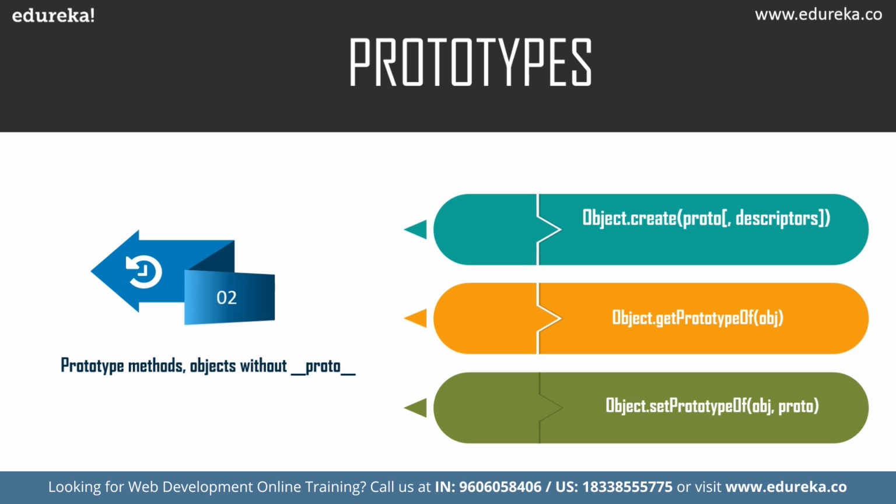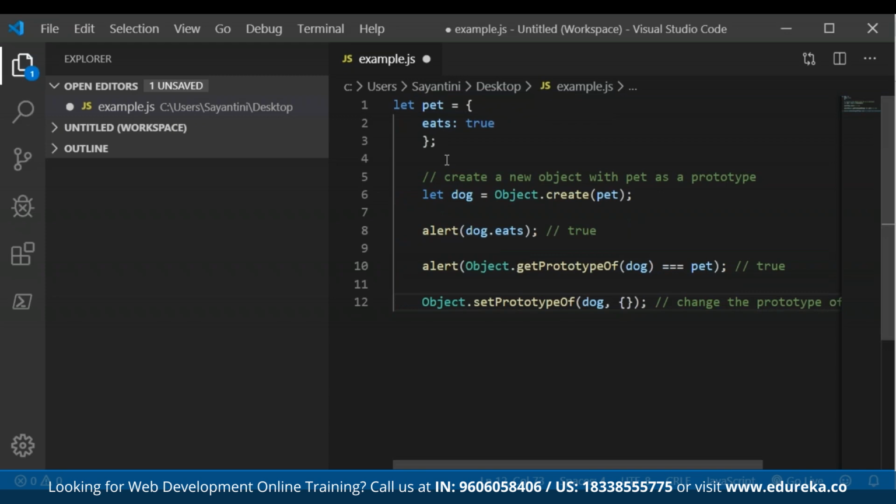The second option is to take Object.getPrototypeOf and then take the object inside the function. This will return the prototype of the object. Then finally, we have Object.setPrototypeOf(object, proto). We're passing two parameters. The first one is the object and the second one is the proto. This method sets the prototype of object to proto. So here is an example for this.